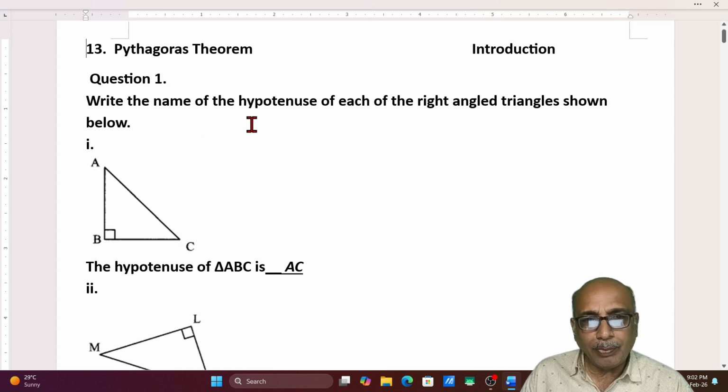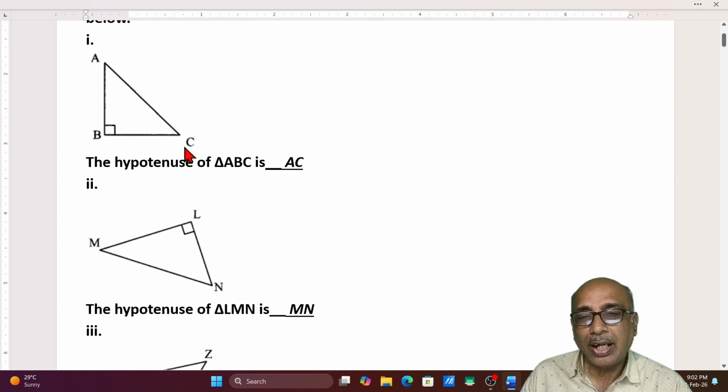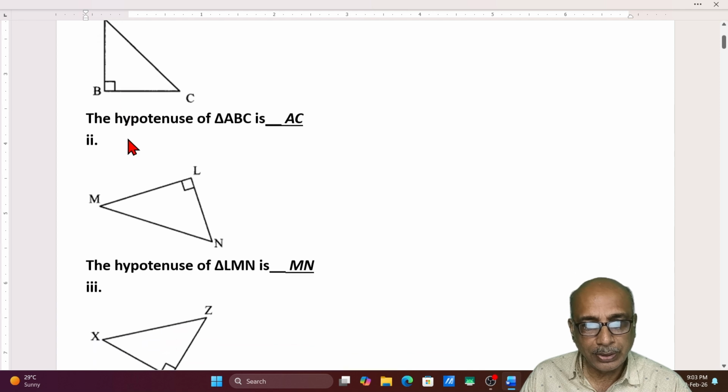Write the names of the hypotenuse of each of the right angle triangles shown below. As I said, the side opposite to 90 degree angle is known as hypotenuse. It is also known as the largest side of a right angle triangle. The hypotenuse of triangle ABC is AC. So AC is the side opposite to 90 degree. So AC is the hypotenuse of triangle ABC.